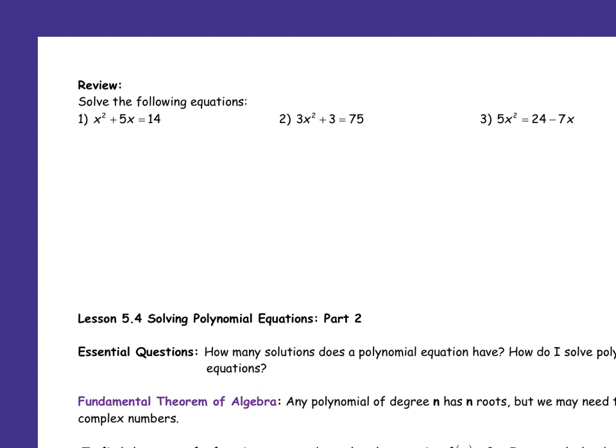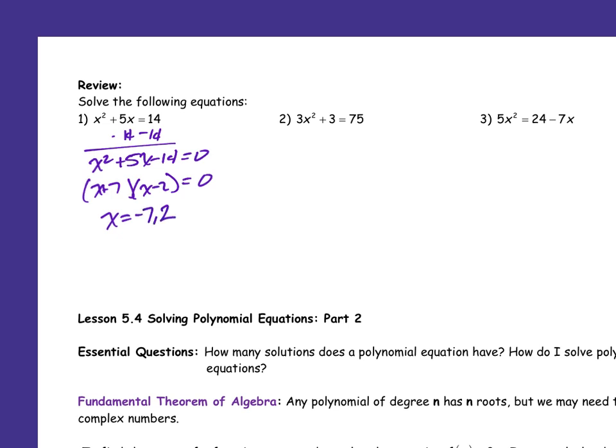To record, subtract 14, and I get x squared plus 5x minus 14 equals 0. Factor: x minus 7, x minus 2... so x is going to equal, x plus 7, so x is going to equal negative 7 and positive 2.